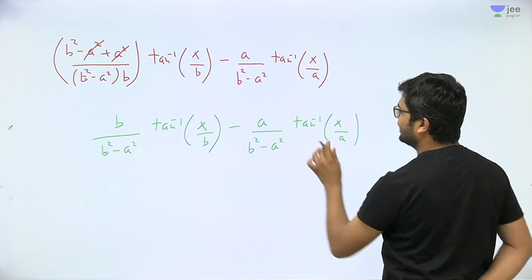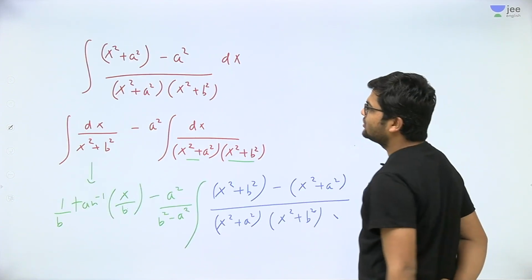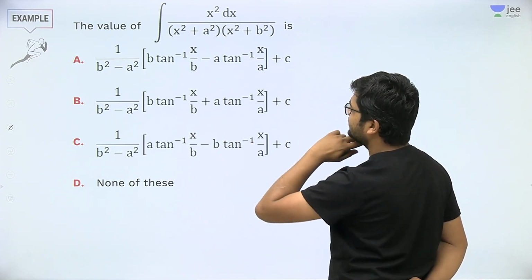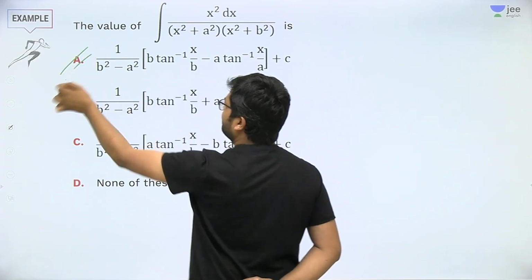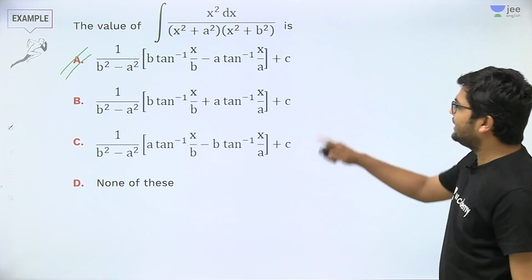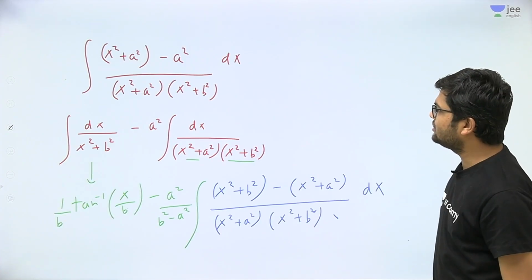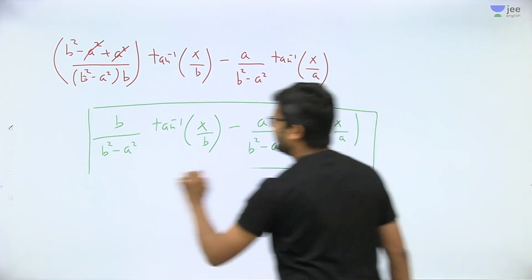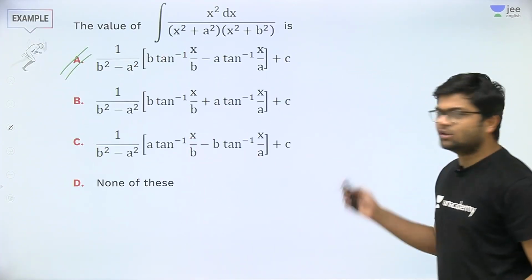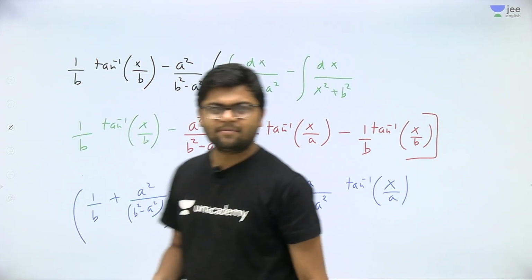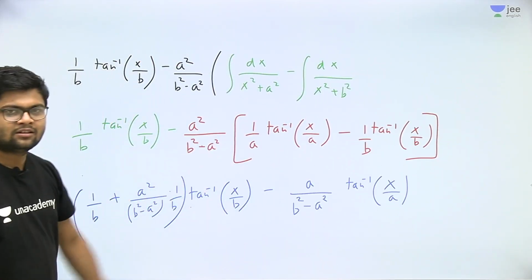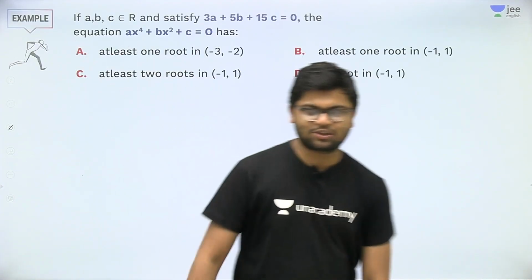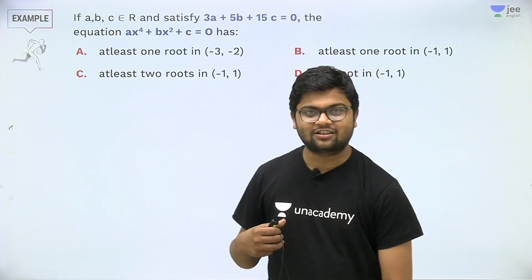So just take 1 upon b square minus a square common, and the answer will come out to be this one: b tan inverse of x by b minus a tan inverse of x by a. So this will be the answer. Got my point? Very lengthy question, but you must understand all this manipulation. Okay, what I did. So this was the final answer. Very good question. Now let's try the next question.